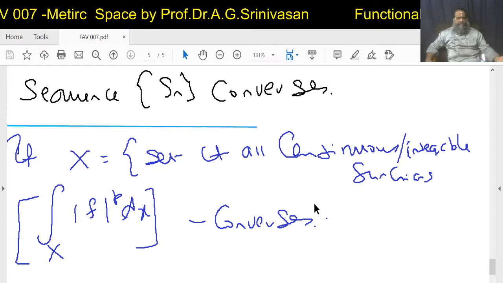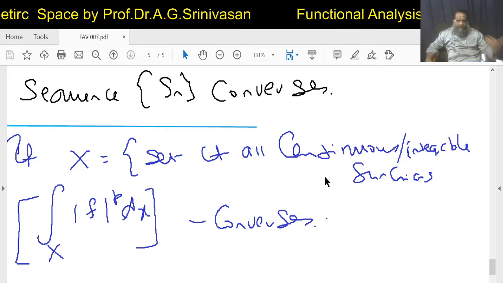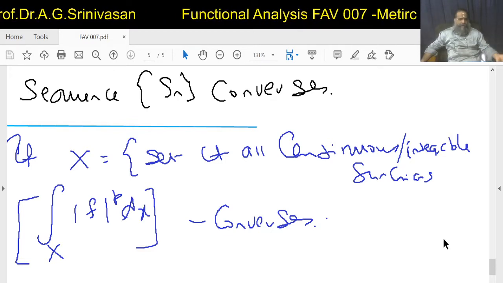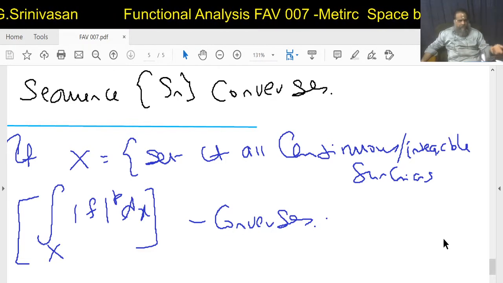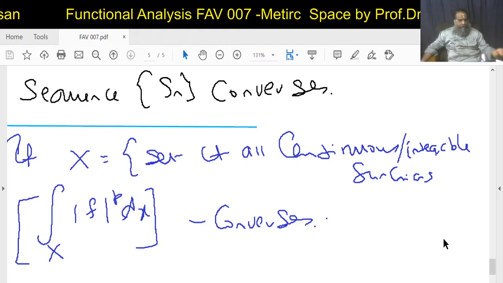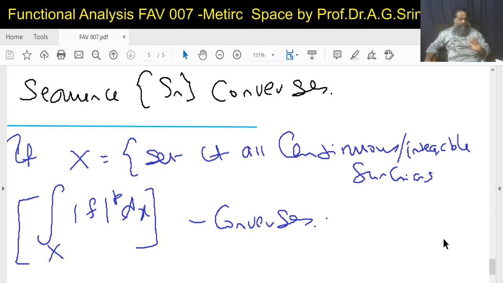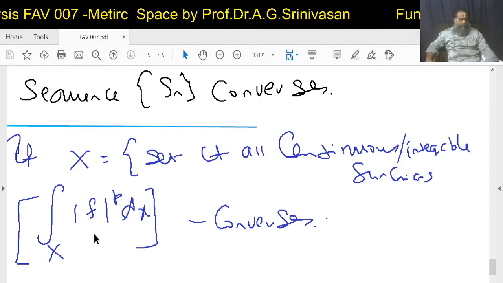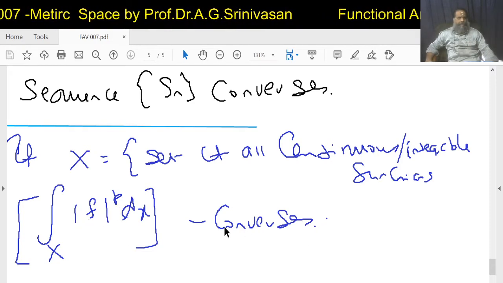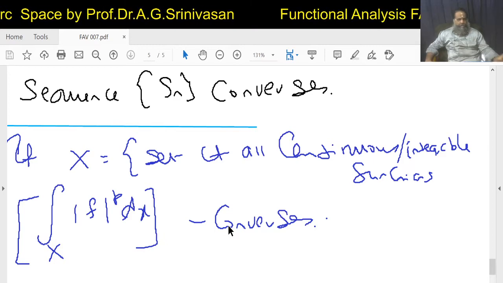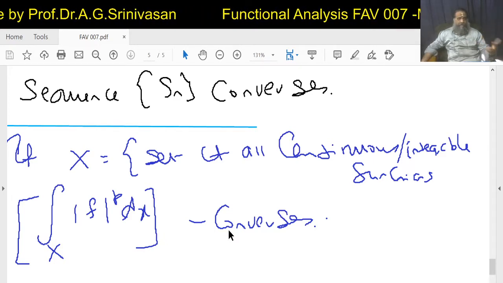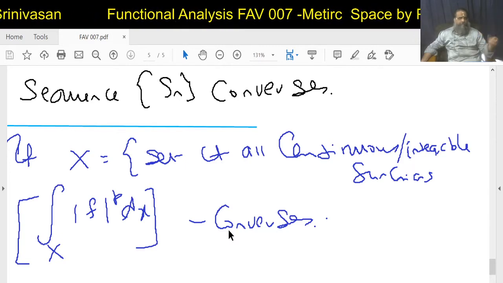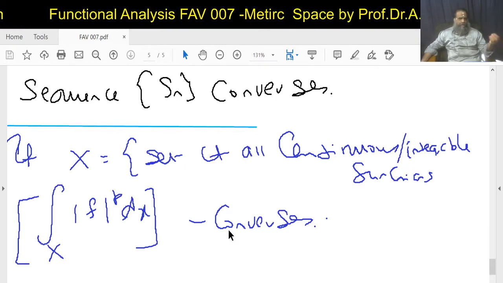Or if X is the set of all continuous functions, integrable functions, Riemann integrable functions. When you say integrable, it could be Riemann integrable, Riemann-Stieltjes integrable, Lebesgue integrable and so on. But I'm talking about only Riemann integrable here, with the integral of modulus f to the power p dx converging. In both cases, we talk about LP spaces. We'll discuss in detail in the next video, or in next chapters, LP spaces with respect to Banach space, Hilbert space and so on.